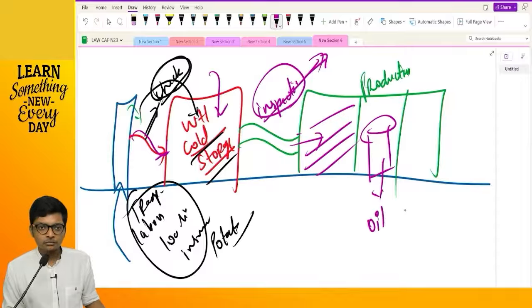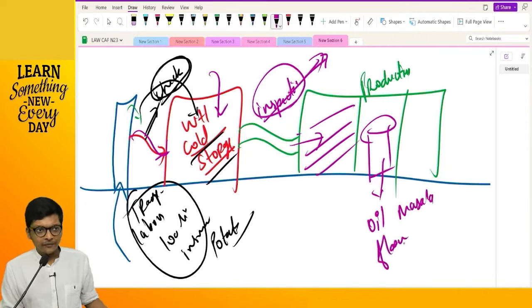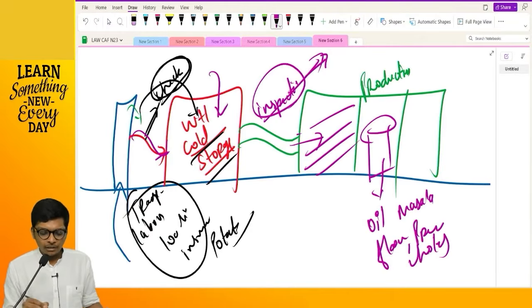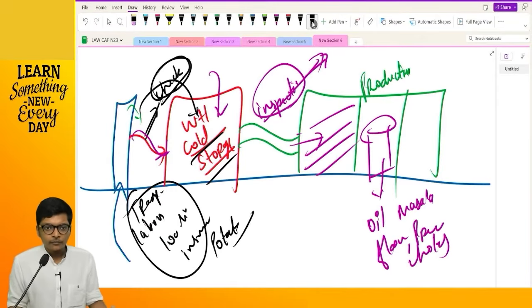Then in the main production, you will have a container with what? Oils. Then what else will be there, guys? Oil, then masala, then flavors. Of course, flavor. Correct? Then preservatives, some cholesterol, all of that will be added over here. Then the chips will be ready.